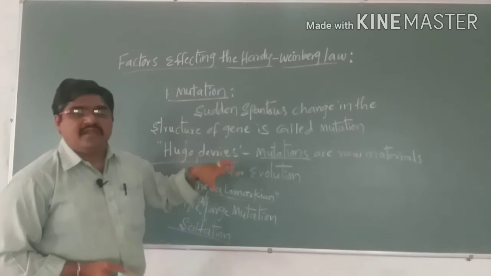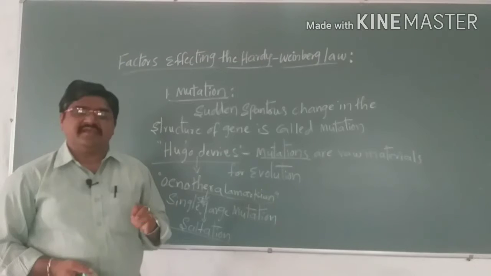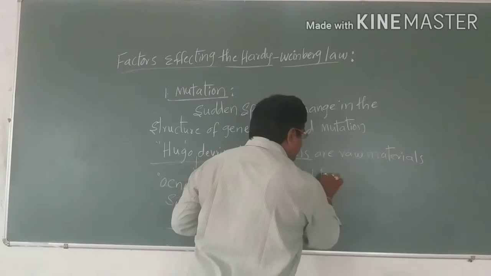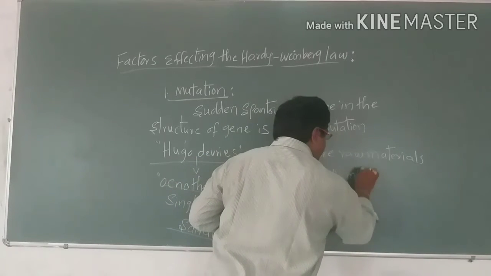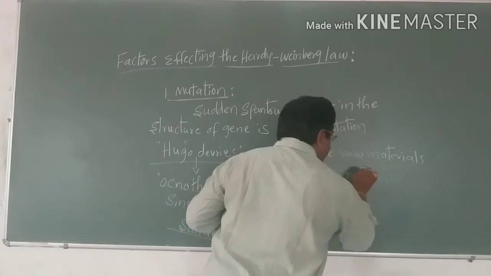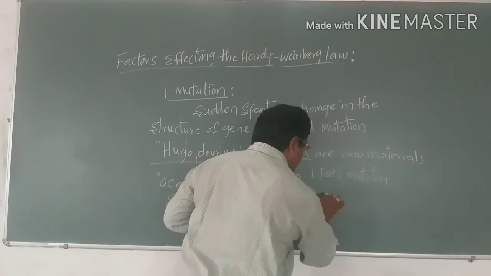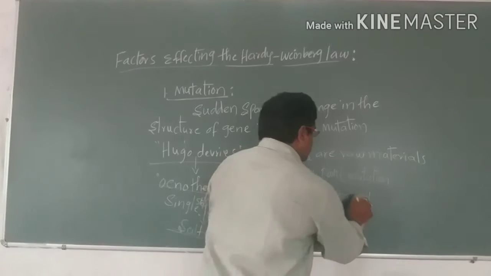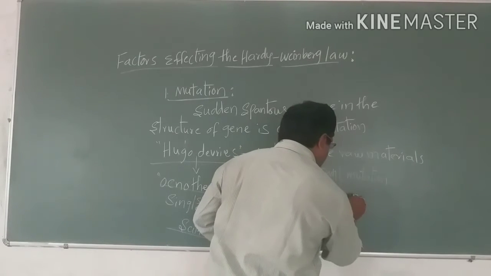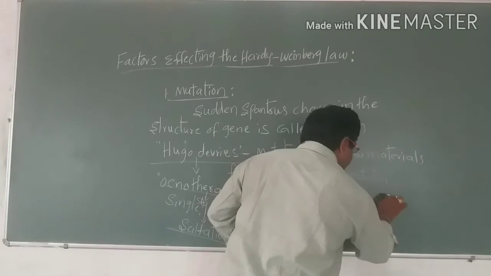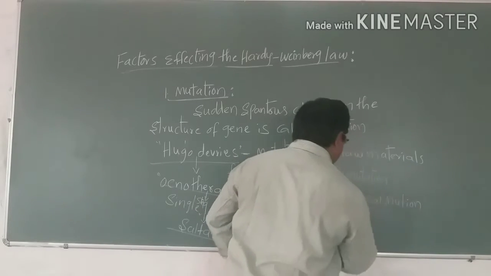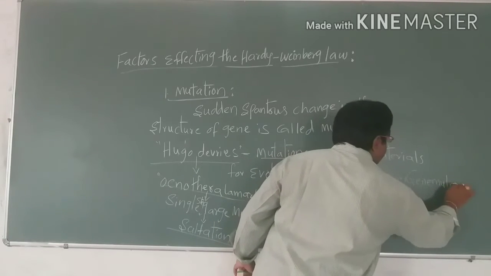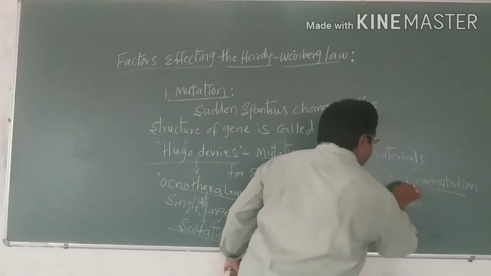And also there are two types of mutations. The first one is the point mutation, and the second one is the chromosomal mutation. The point mutation we can otherwise call a gene mutation also.